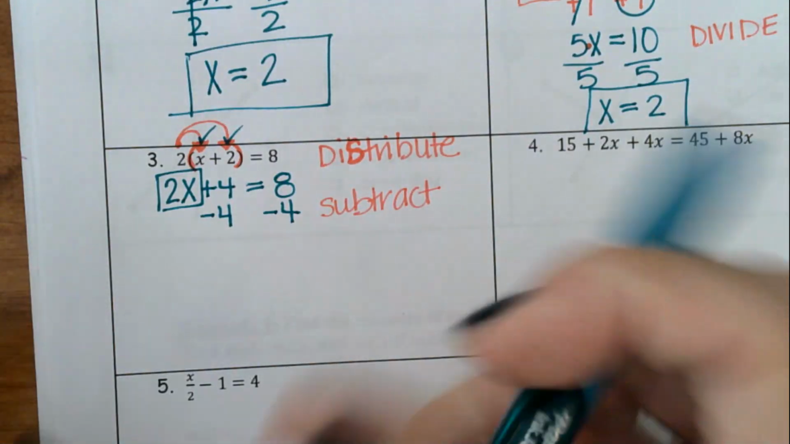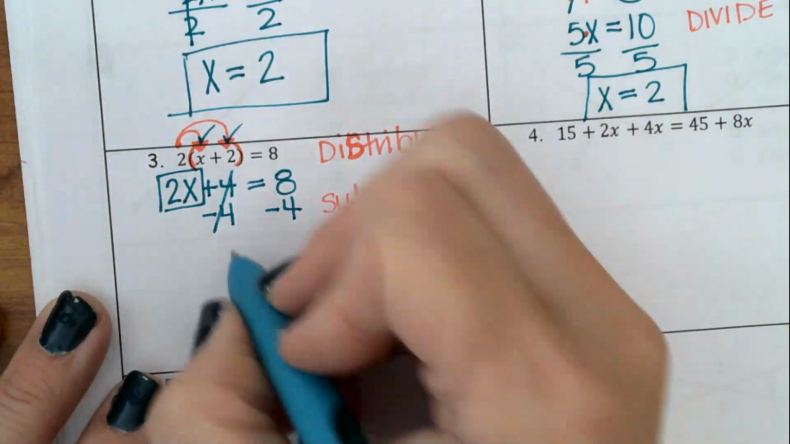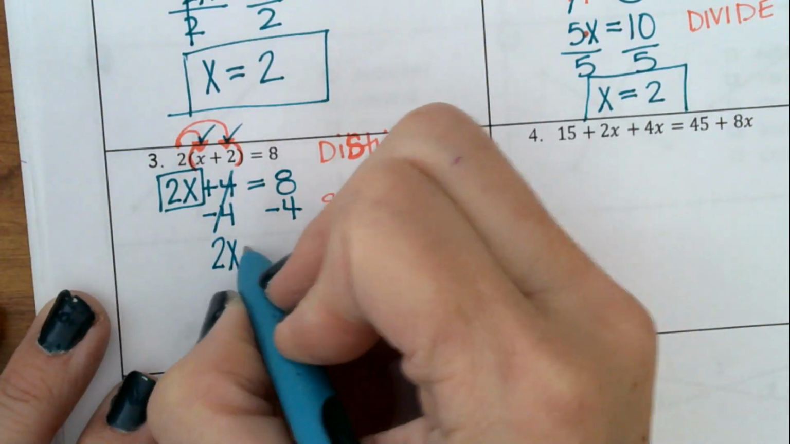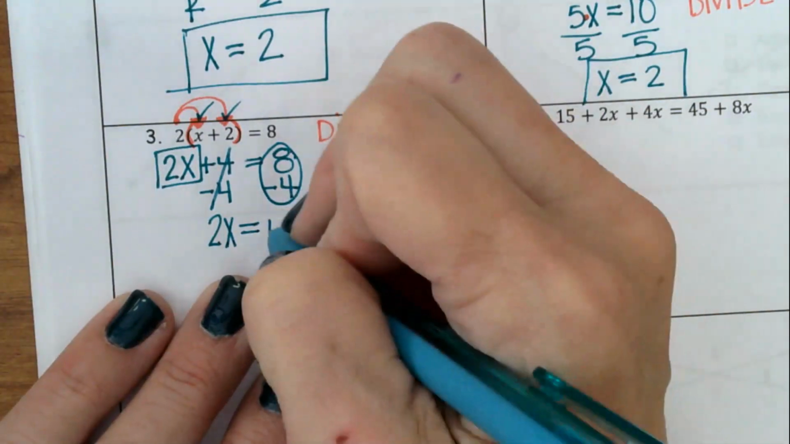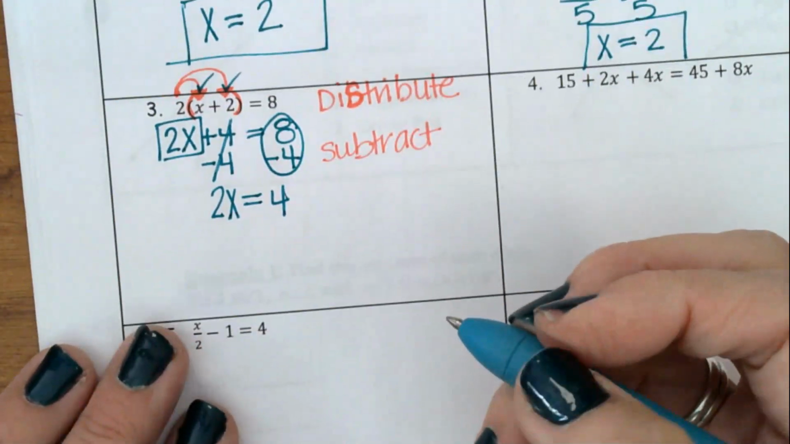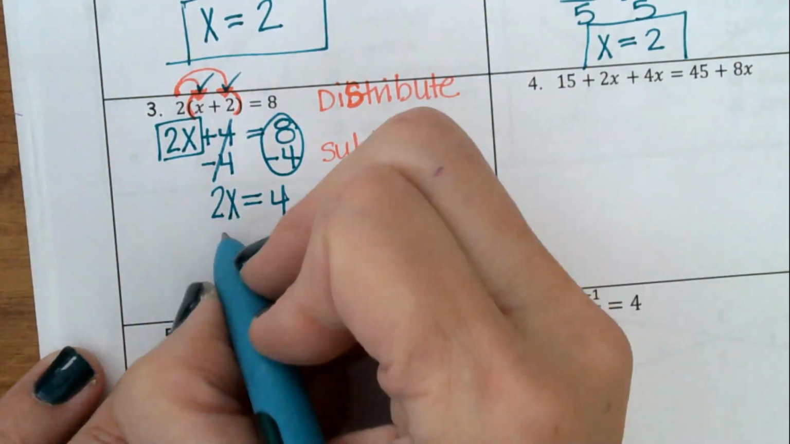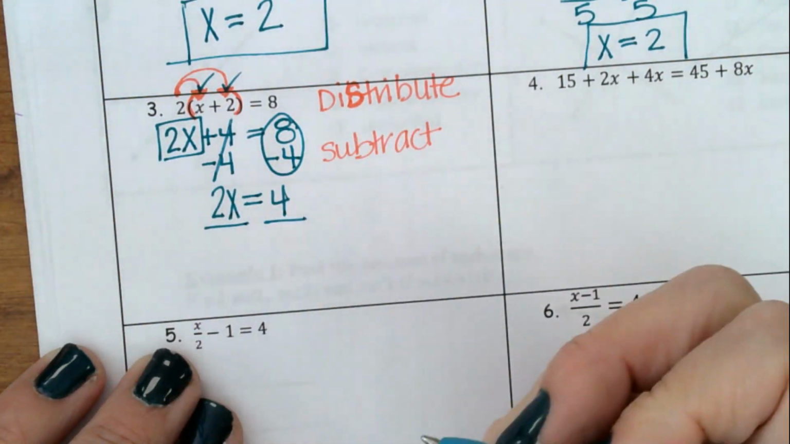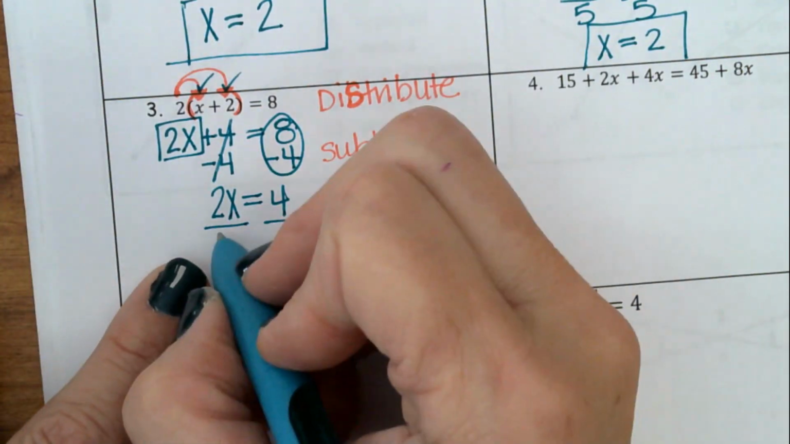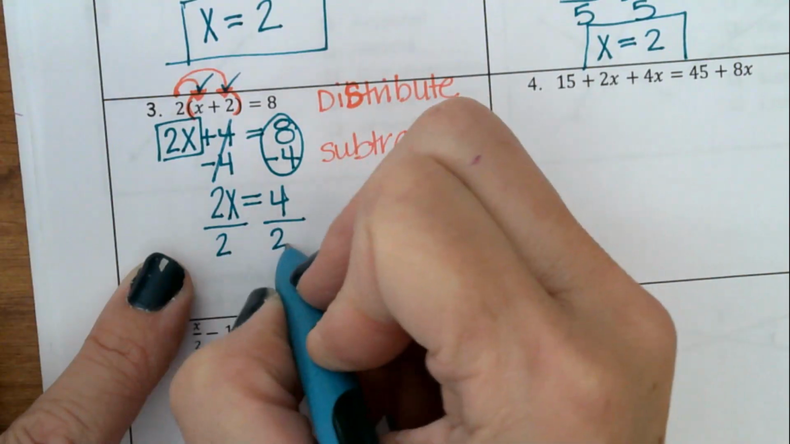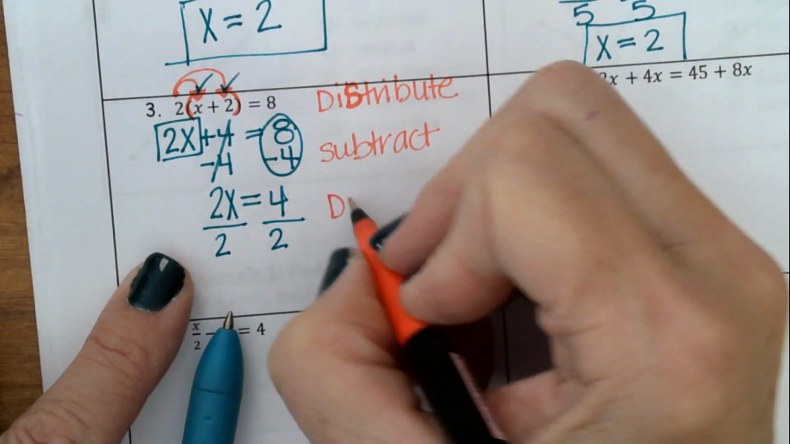Okay, 4 and negative 4 make 0. Bring down your 2x, bring down your equals. What is 8 take away 4? 4. Oh, look what we're dividing by again. Just like in the previous example up here. What are we dividing by? 2. So we're going to divide by 2, but out here to the side, I want you to write divide.